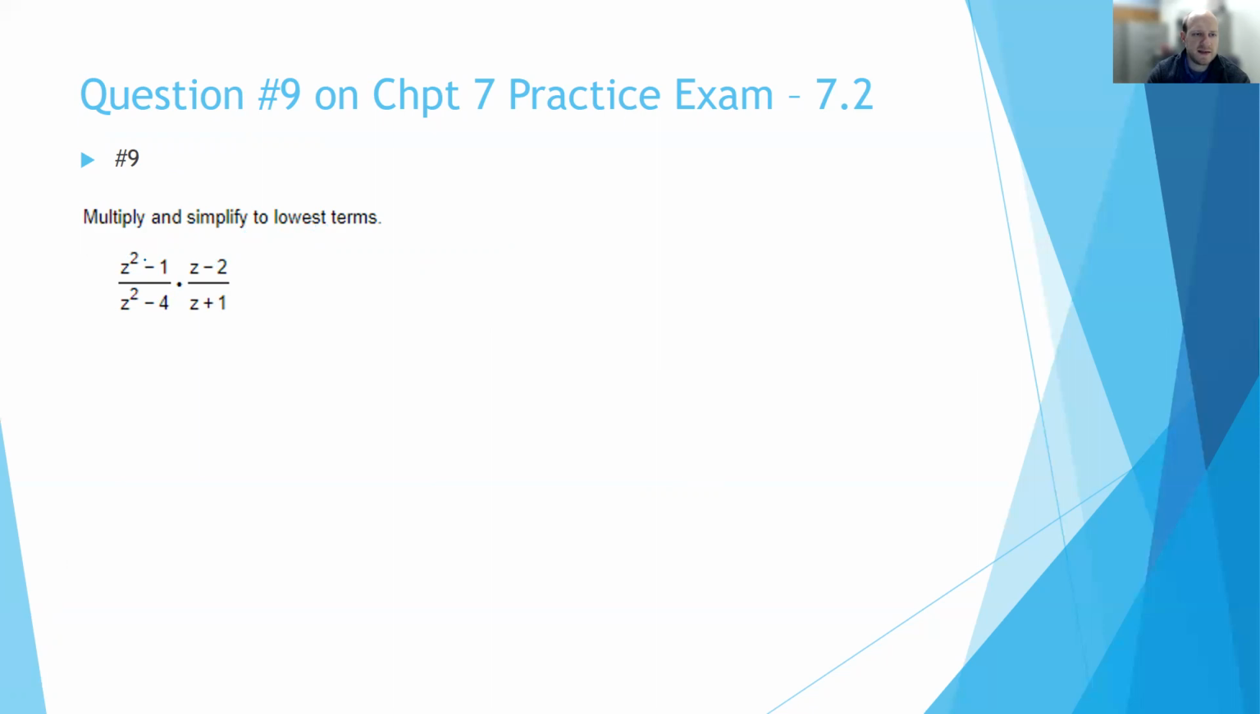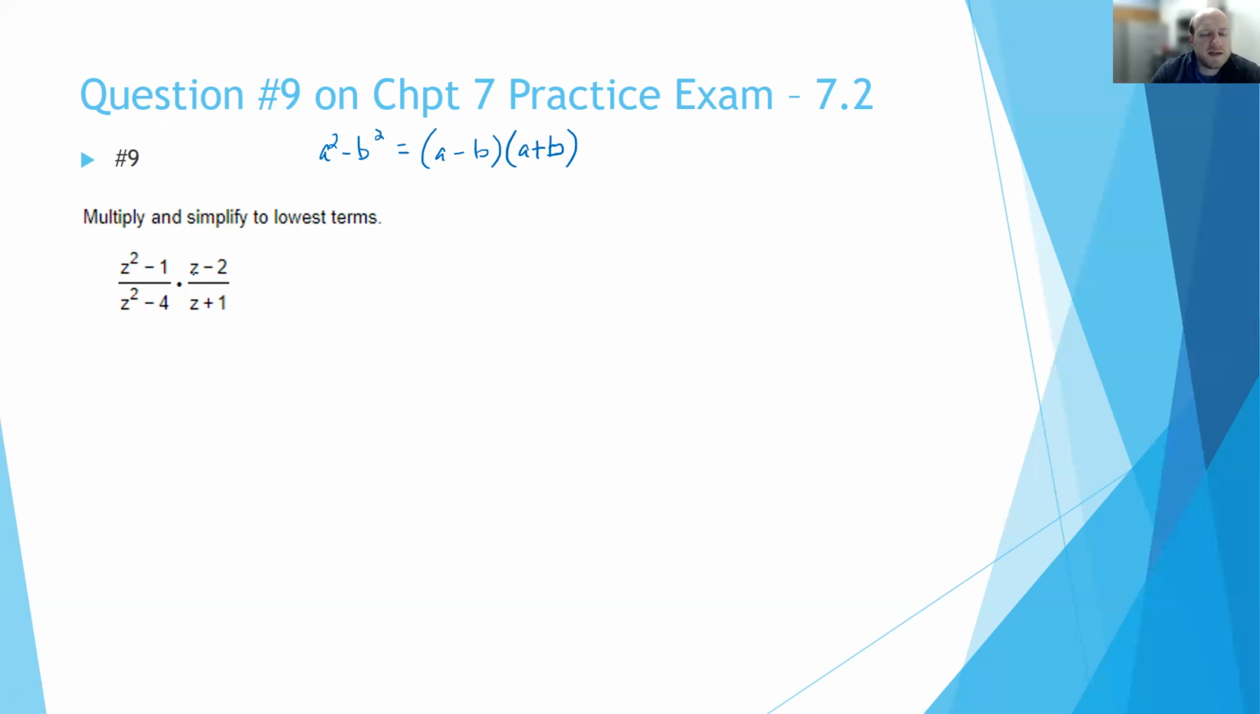So you might recognize this z squared minus 1 and z squared minus 4 as a difference of two squares. For those of you who need a refresher, a difference of squares would be both your first and your last term are perfect squares. And we can break it down into something like that. So if I have a squared minus b squared, it's equal to a minus b times a plus b.